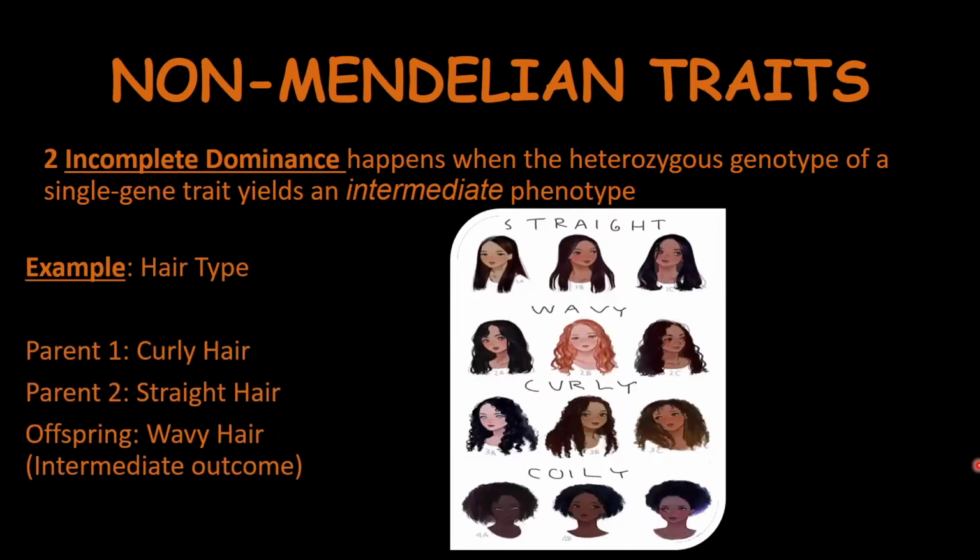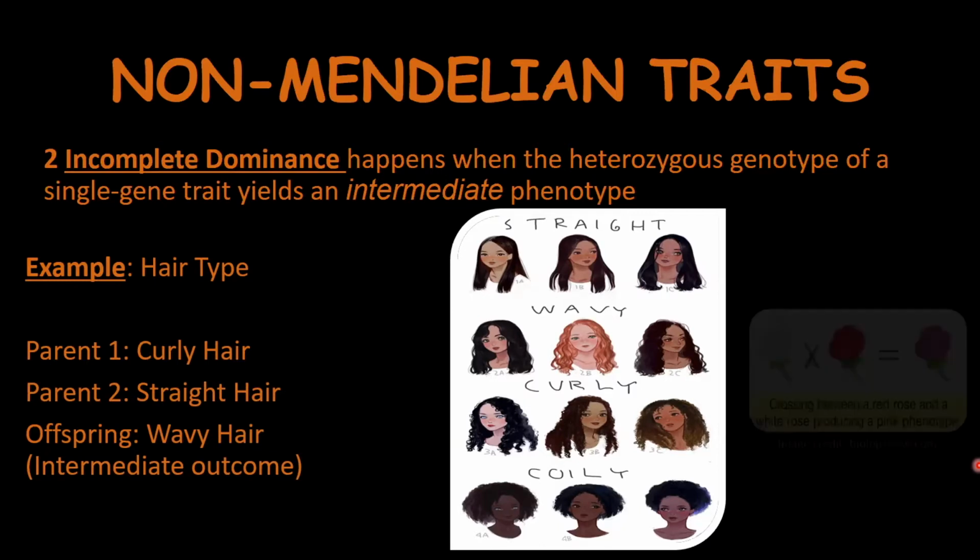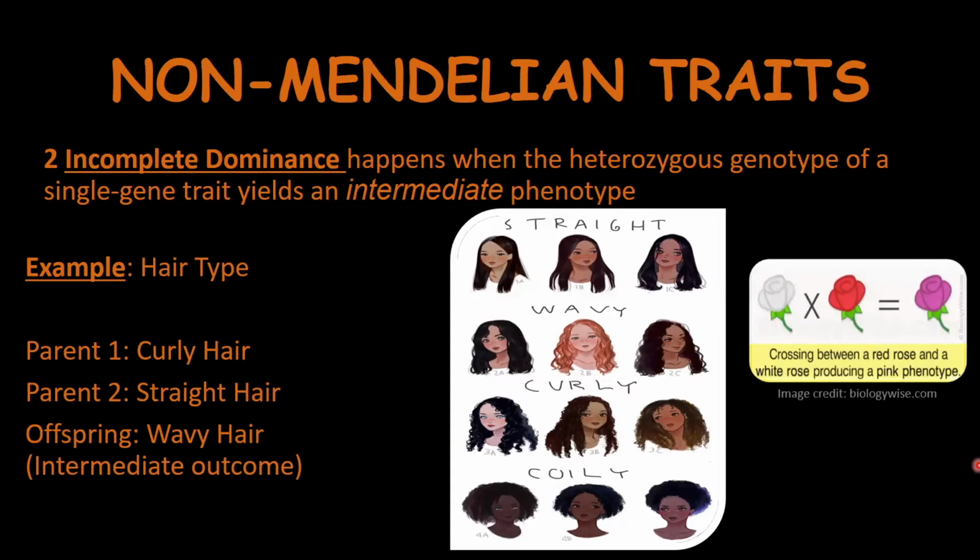So the example here is hair type. If one parent gives you an allele for curly hair, another parent gives you an allele for straight hair, the combination of those two would yield wavy hair as opposed to one or the other. Another common example in botany is the flower example. And so you have one white rose, one red rose, and you get a pink rose. That looks kind of purple, but we're going to pretend that it's pink.